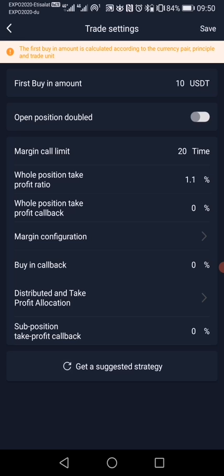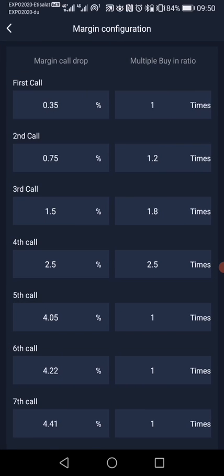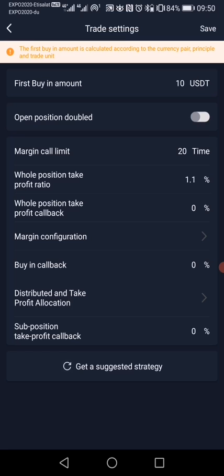What am I trying to say? I will show you. If you go to margin configuration, the first 4 calls, the first call, second call, third call, and fourth call, those are the first 4 calls, which is the whole position, the whole warehouse. So the margin call 1, 2, 3, 4. This whole position take profit ratio is only applicable to that.